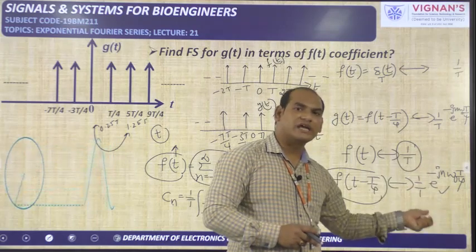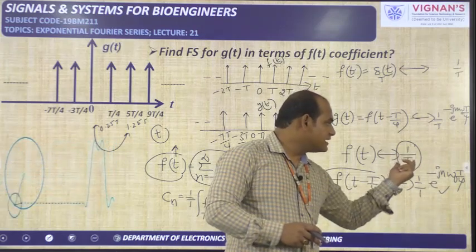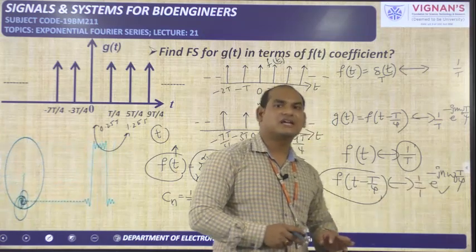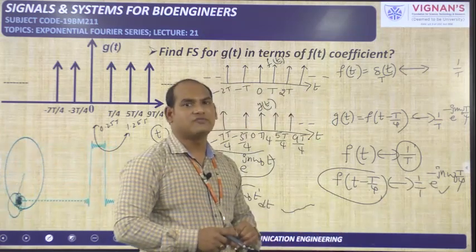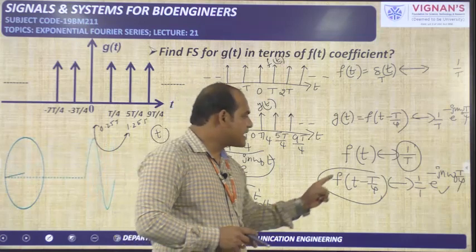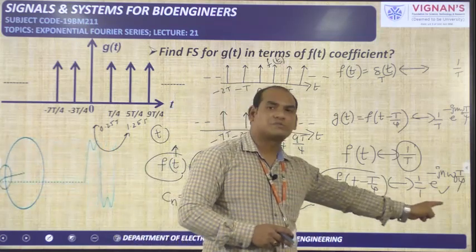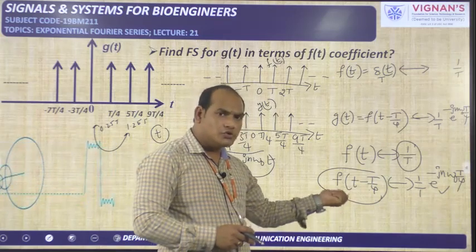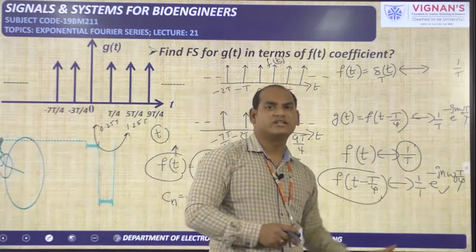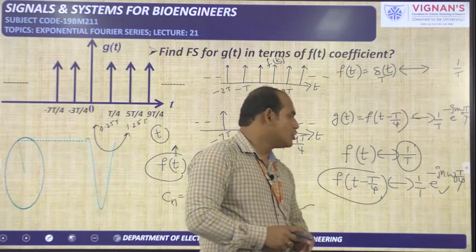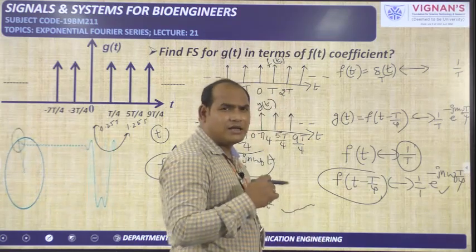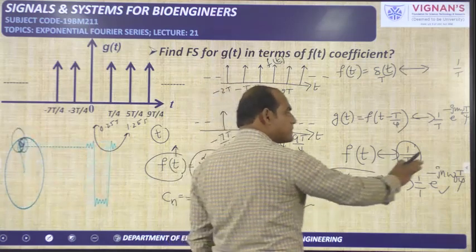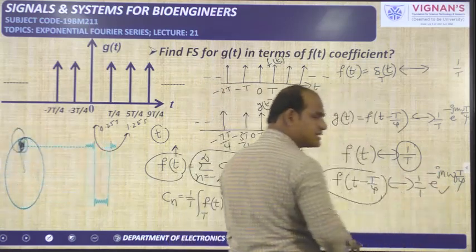By observing these two we can tell. Without shifting, 1 by T is there. With shifting, 1 by T is there, including e power minus jn omega naught into capital T by 4. So because of the time shifting, here you got the exponential. That means shifting in the time domain produces an exponential term in the frequency domain. This can be applied blindly in the Fourier transform and Laplace transform also. If you do shifting in time, compulsorily you will get the exponential terms in the frequency domain. That is the thing.